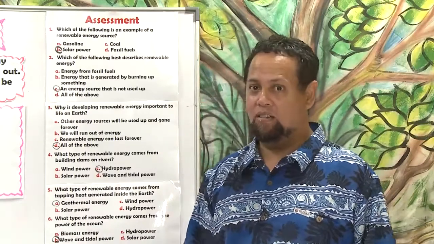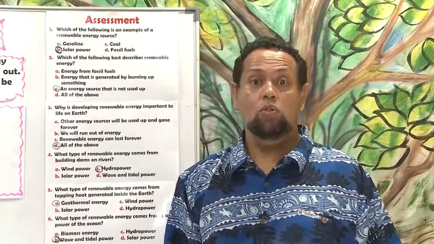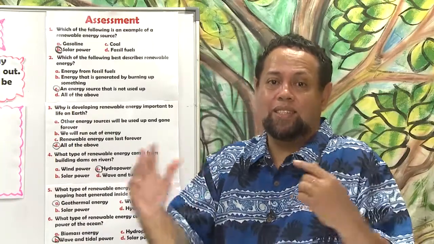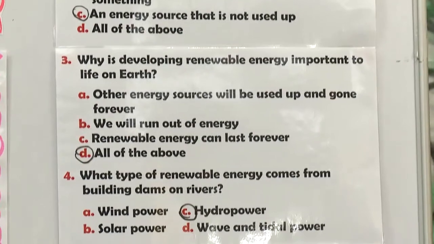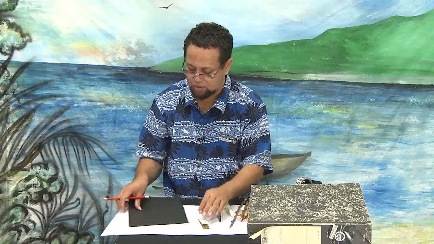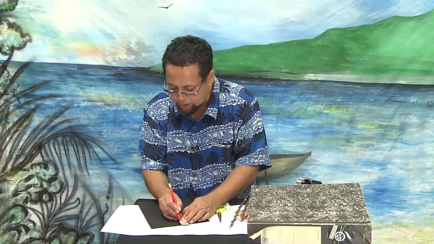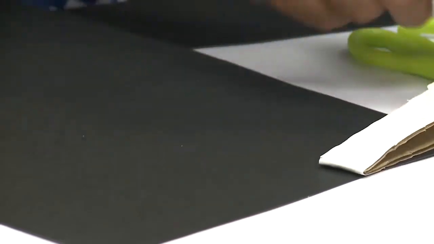Oh, don't worry. We're still going to go through the exercise, but let's move on to our final part, which is the extension of our lesson, building a model of some of this. Okay, let's go to our workshop. We have a black sheet of paper here, and we're going to make a solar panel. Okay, so let's cut this out.